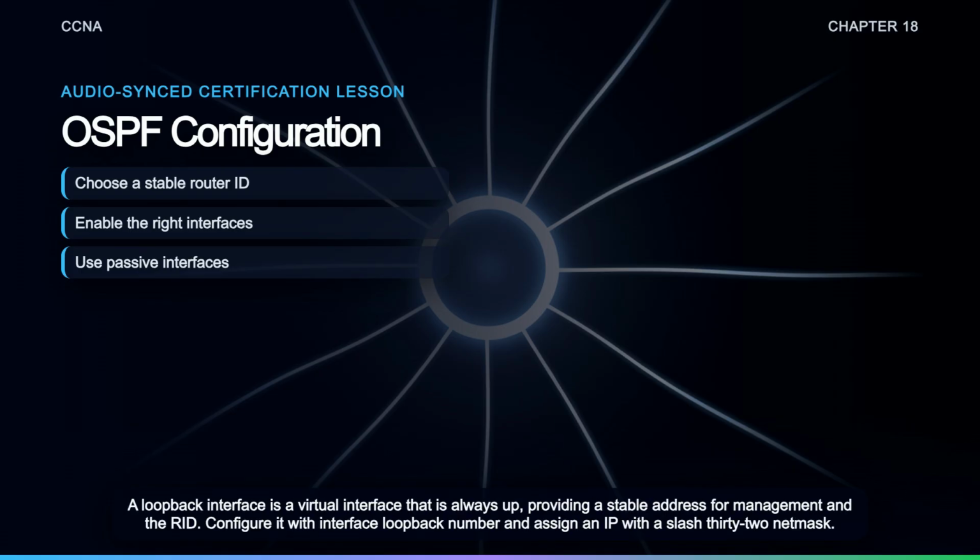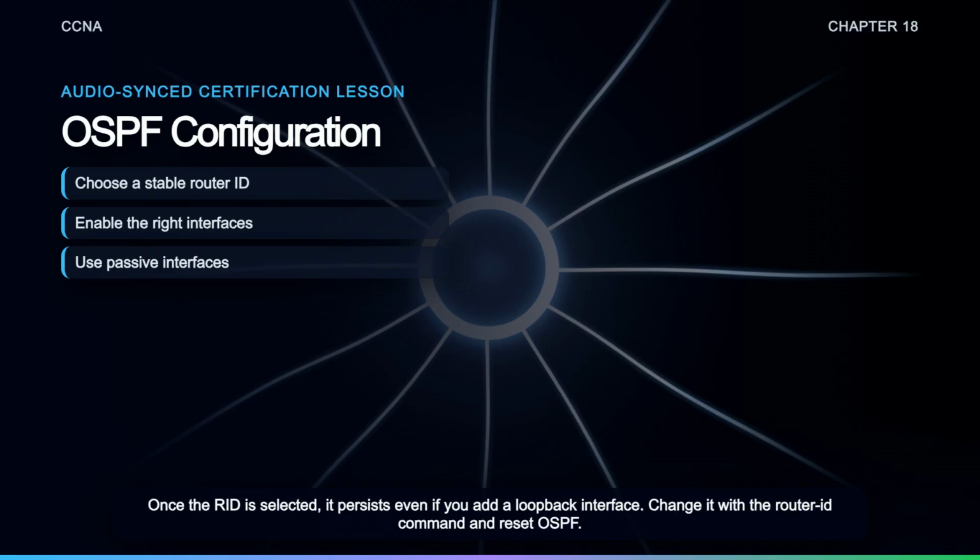A loopback interface is a virtual interface that is always up, providing a stable address for management and the RID. Configure it with interface loopback number and assign an IP with a /32 net mask. Once the RID is selected, it persists even if you add a loopback interface. Change it with the router ID command and reset OSPF.